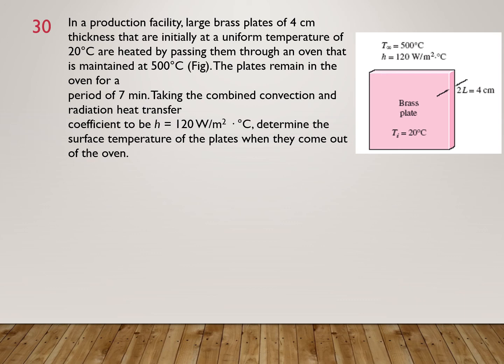Time is 7 minutes. Taking the combined convection and radiation heat transfer coefficient to be h equal to 120 W per meter square per Celsius, determine the surface temperature of the plates when they come out of the oven. So this is a plate. The initial temperature is 20 degrees Celsius. T infinity after 7 minutes is 500 degrees Celsius. This is placed in the oven. h is given to be 120 W per meter square per Celsius. So 2L is equal to the thickness, 4 centimeter, which comes out to be.